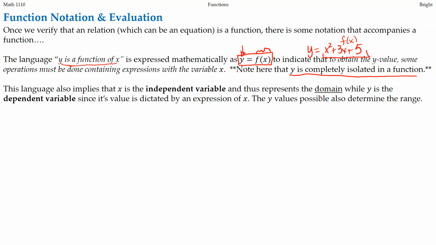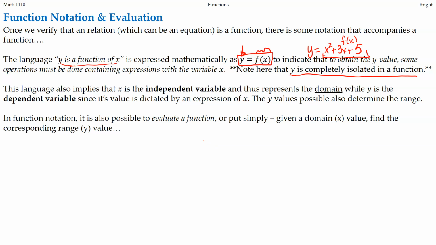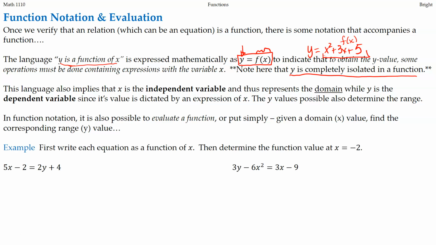But now, more importantly, when we are given this y is equal to f of x notation, we're actually able to evaluate the function. Or if we have a particular x value, a particular value of the independent variable, we can get the corresponding y value, the corresponding range value. So here I have a couple examples. I'm going to do one with you, and then I'm going to pause the video and have you do the second one yourself.